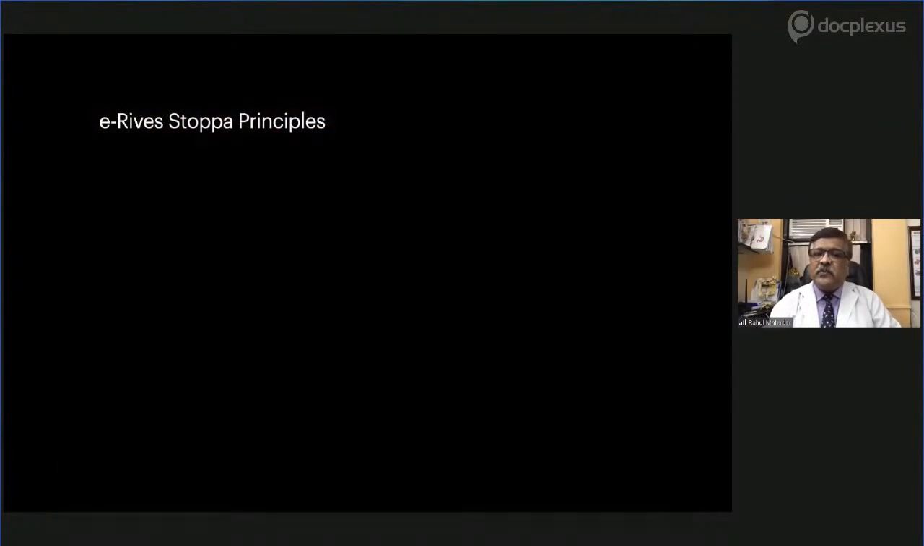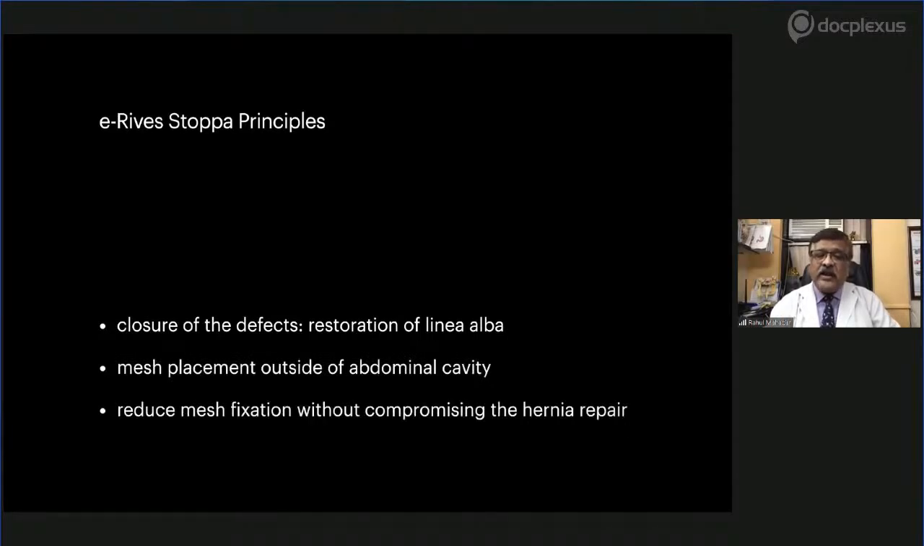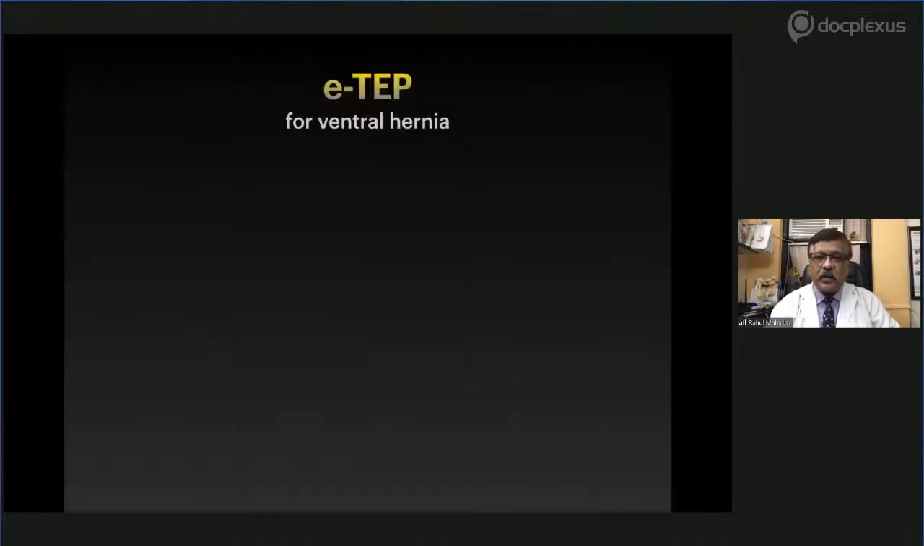Now, the E-TEP principles which are followed in this particular procedure are closure of the defect, which in turn leads to restoration of the linea alba. Mesh placement is outside the abdominal cavity and reduces the mesh fixation without compromising the hernia repair.